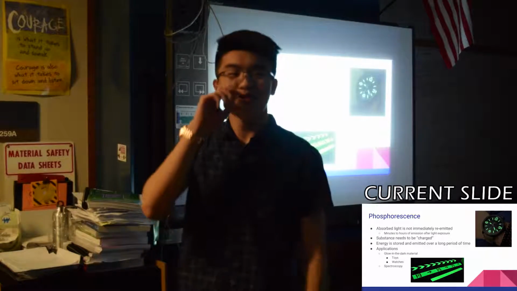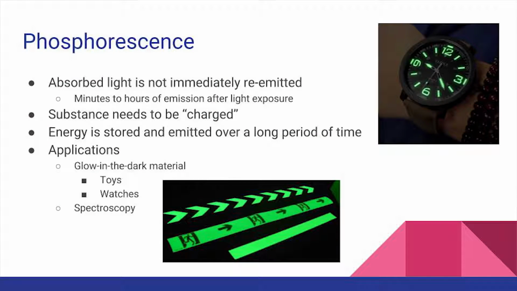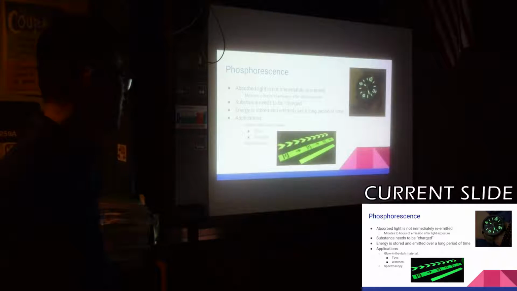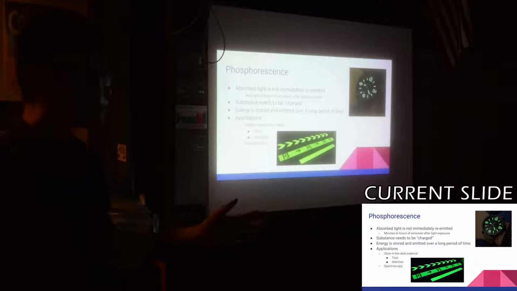Okay. So the next one is phosphorescence. Phosphorescence is not luminescence because it doesn't immediately re-emit the light. You can see these in most watches, which have dials that are glow in the dark. There's some weird quantum mechanical stuff, but it basically needs to be charged first, and it emits it over a long period of time, usually minutes or hours. You can use it in glow in the dark tape, watches, toys, and some spectroscopy stuff. All of these things can be applied in spectroscopy, just with a different variation on it.